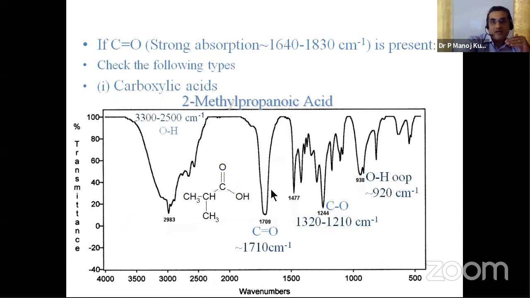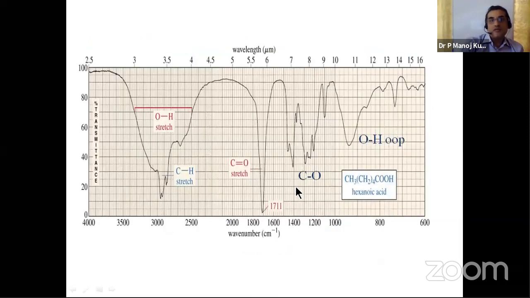Whenever you have a carboxylic acid, first you should look into what? C double bond O near 1710. Then OH, you will see it as a broad OH band between 2500 to 3300. Then you will get a C single bond O between 1210 to 1320. Then OH out of plane bending vibration at 920 centimeter inverse. The same pattern is repeating here: OH, C double bond O, C single bond O, OH out of plane.